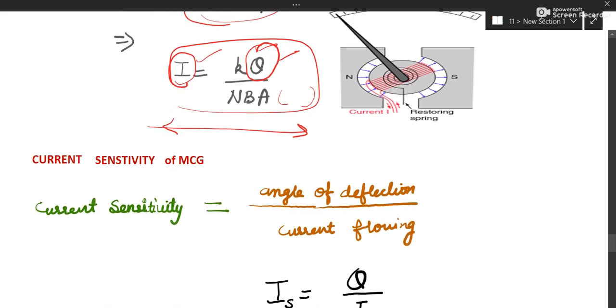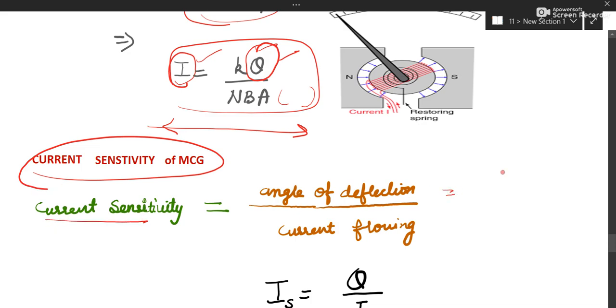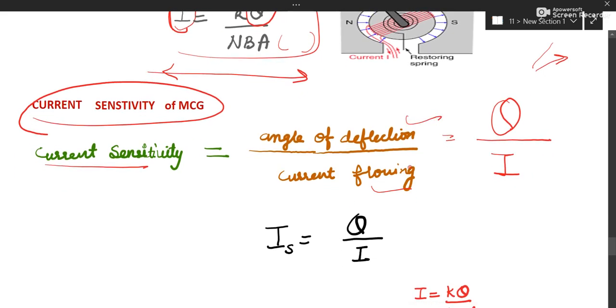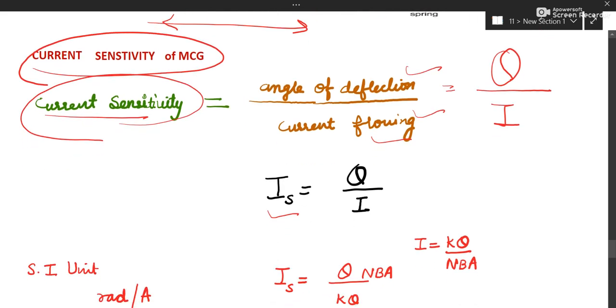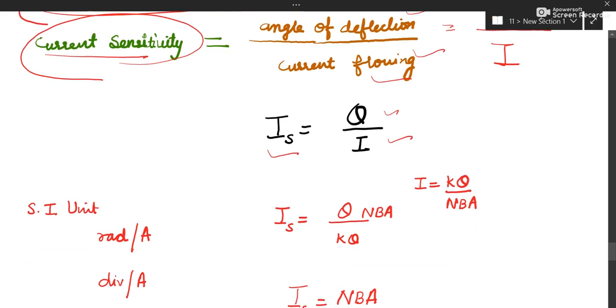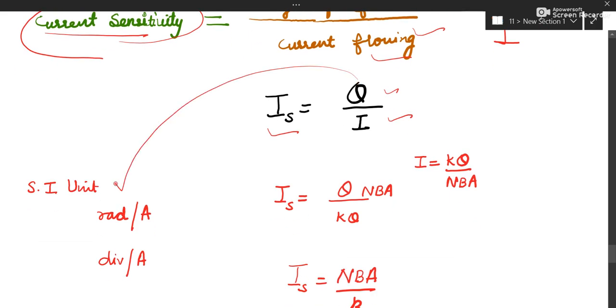After that we have certain terms like current sensitivity. These are important terms. So what is current sensitivity? Current sensitivity is the angle of deflection, how much is the angle, 30 degree, 40 degree, upon the current flowing. So angle of deflection per unit current flowing is the definition of current sensitivity. Notation is theta by I. The SI unit will be radian per ampere, or division per ampere, or degree per ampere.